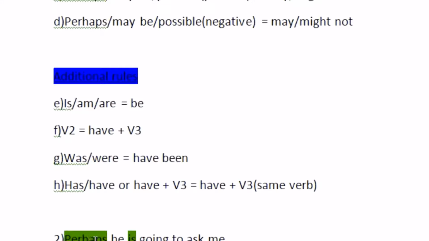He is the subject. Perhaps positive is equal to might. Get the point. Perhaps, and the sentence is positive. That's why might is used in the sentence, and is is equal to be, as you can see on the screen here. He might be going to ask me.